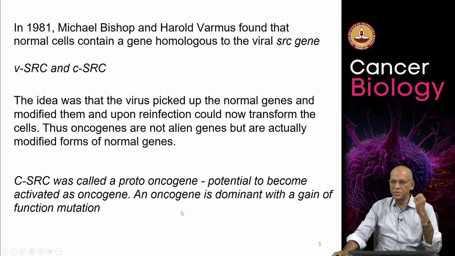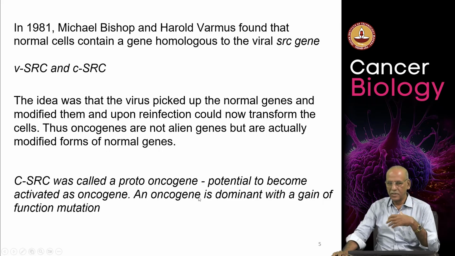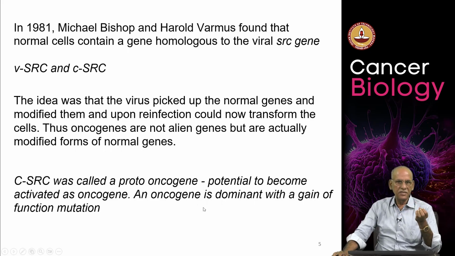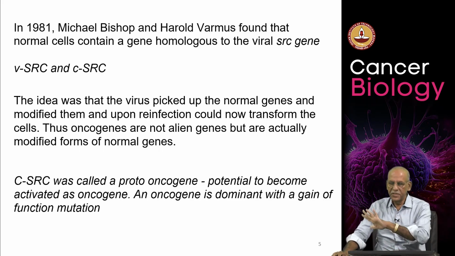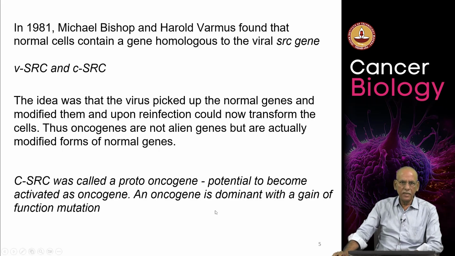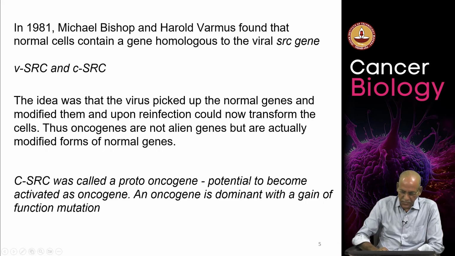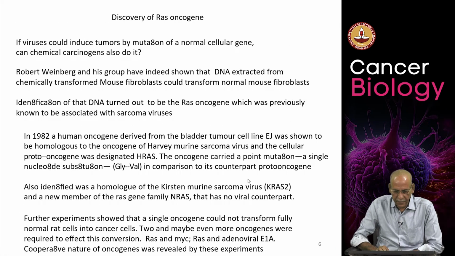Proto-oncogene means the genes that have the potential to become activated as oncogenes. An oncogene is usually in the dominant form. All of you must have studied a little bit about genetics, dominant and recessive. Most of the oncogenes are dominant with a gain of function mutation. A proto-oncogene may get mutated. Again, that is not the only mechanism. I will talk about the different mechanisms by which a proto-oncogene can be converted to an oncogene. Mutation is one of them, so that it gains function. So it is called gain of function mutation, and usually it is dominant. These concepts have to be understood before we go into the details.